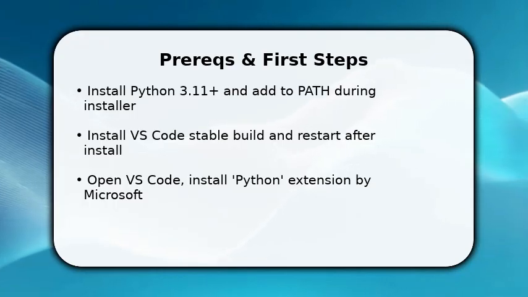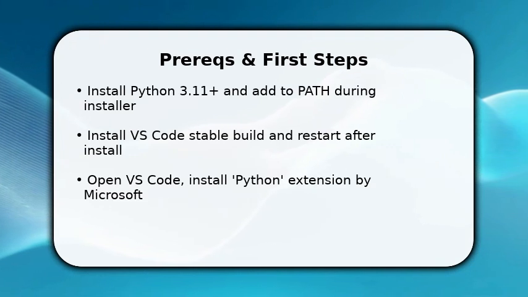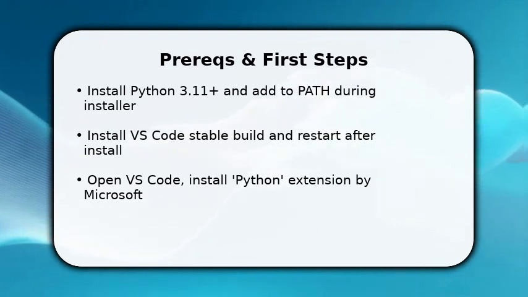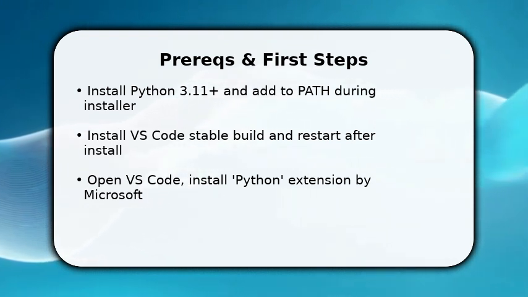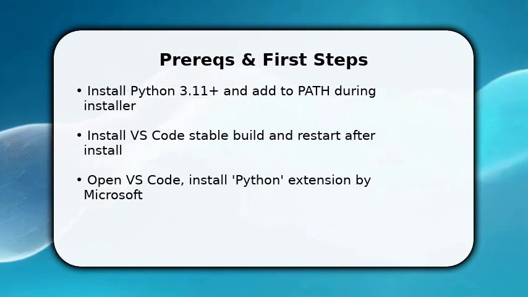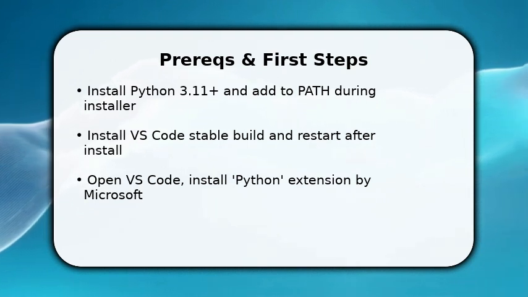You begin by confirming prerequisites, Python 3.11 plus on your machine and VS Code installed. Run the Python installer and check Add to Path so terminals find Python. Once done, launch VS Code and use extensions to install the Microsoft Python extension. This provides language support, linting, and debugging. Make sure VS Code restarts after the extension installs. You now have the core tools.